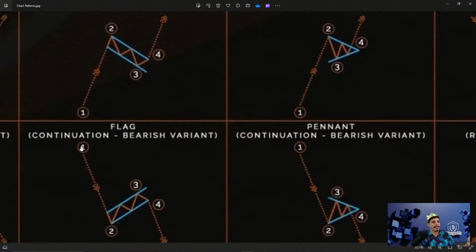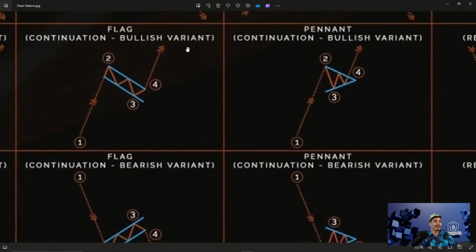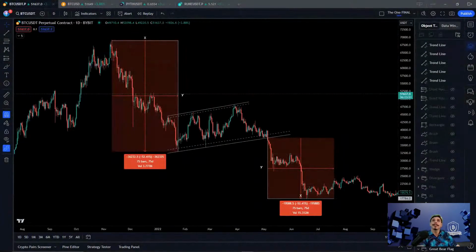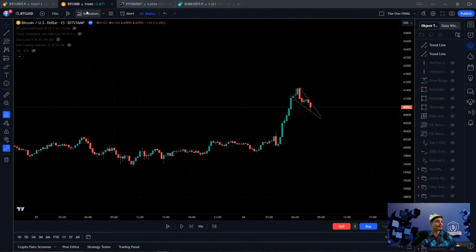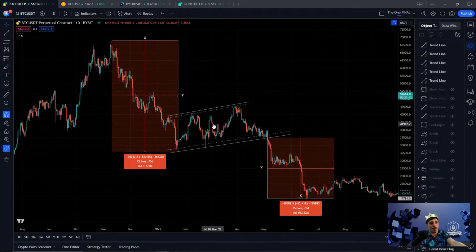So the bear flag and the bear pennant is going to be the same. It's just we're going to have a wedge on the pennant side. And on the flags, we'll go ahead and look at some flags now. It's going to be the exact same, but opposite. So right here, we have a 15-minute flag. And this one is not like a very large one.